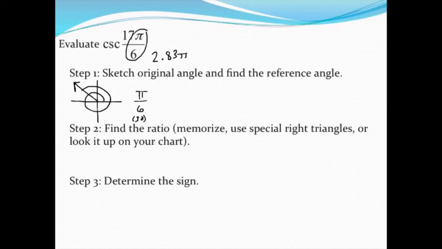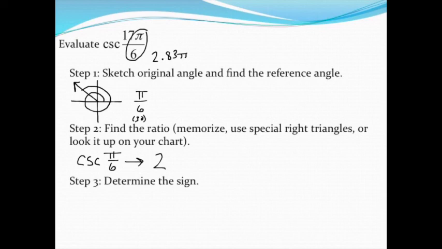Okay, so step 2, I want to find the ratio that I'm looking for. In this case, we were asked to find the cosecant. So let's find the cosecant in our chart of pi over 6, or 30 degrees. Using my chart, I can see that the cosecant of pi over 6 is equal to 2.